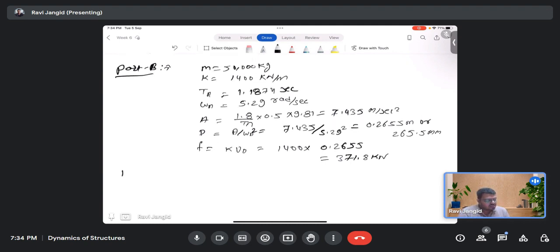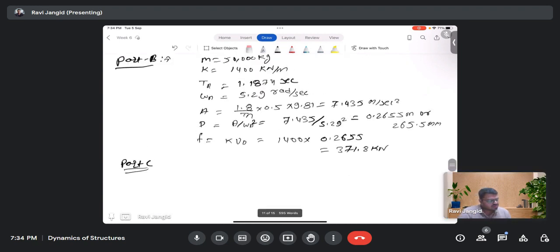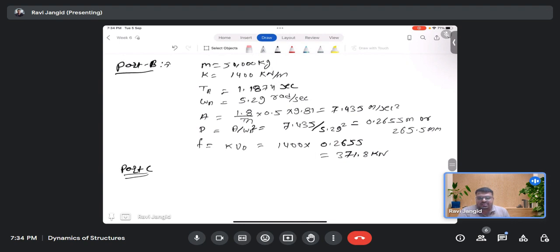After doing this, in part C, it is increasing, right? Base shear. Yes, that is increasing. We will discuss it in the end, comparing all the parts.